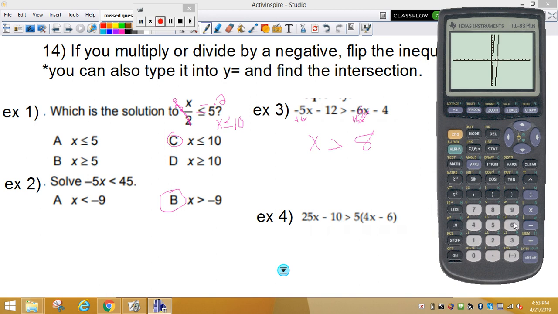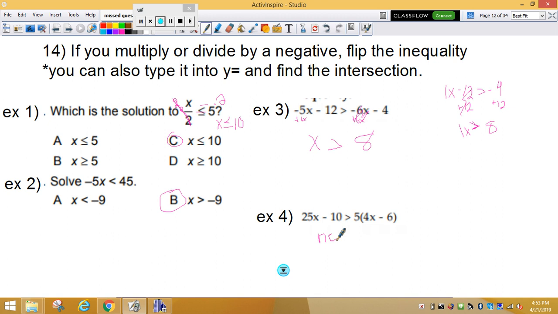Okay, look at these lines. These lines are parallel, right? Parallel. What do parallel lines mean? Parallel lines mean there is no solution. So this is where graphing it really, really helps you. Parallel lines have no solution. So that example 4 has no solution.